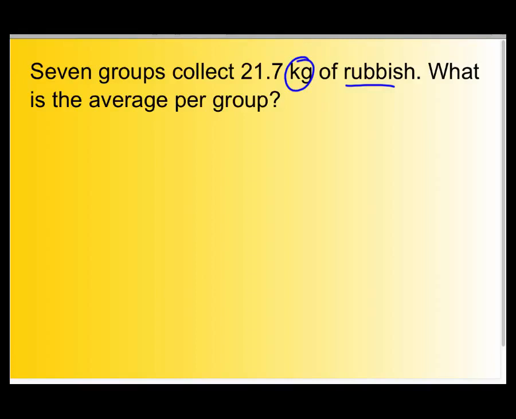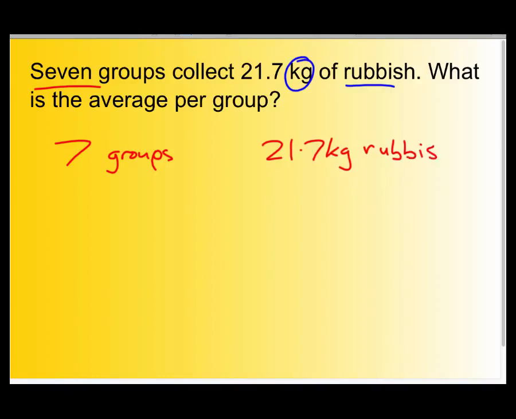Okay, I hope you did pause me. Now I'm going to show you what you should have done, guys. So you've got 7 groups. I like to write things because mathematicians write things. So you've got 7 groups, and they all collected together 21.7 kg of rubbish.